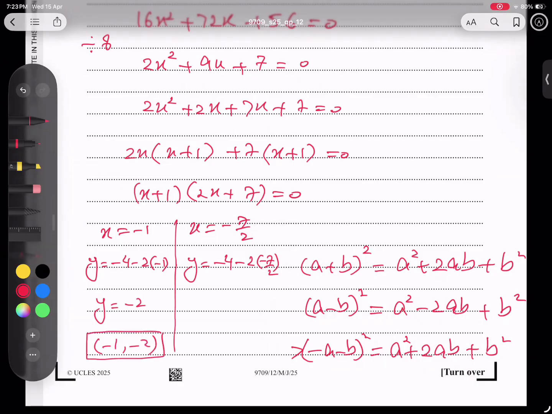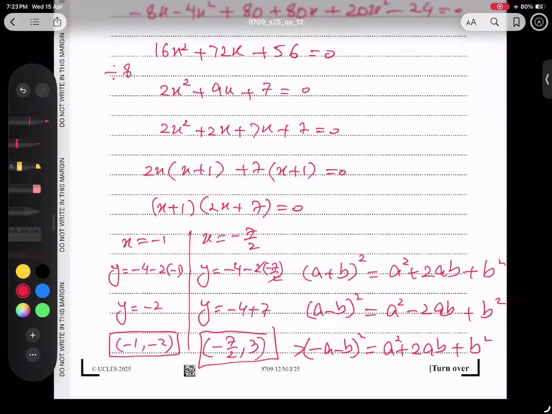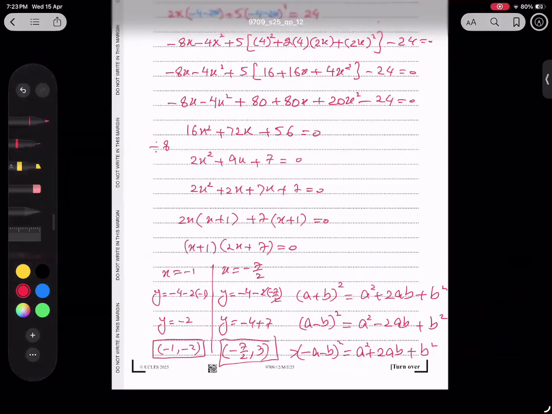And what about the other part? This 2 cancels and y is equal to -2 plus 7. And I got 3. So the answers turn out to be -7/2 and 3. So I hope the concept of the question is completely clear. And this question is over.